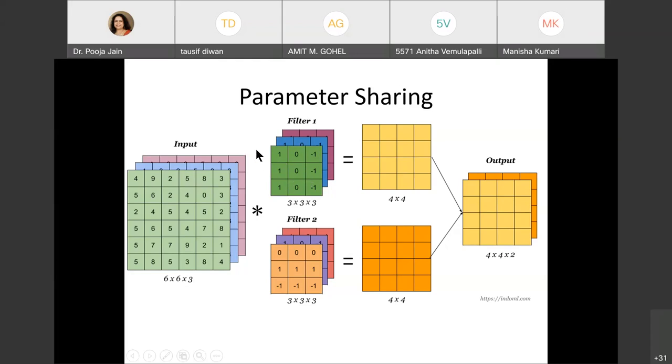On top of that, we add one bias. So 27 plus 1, then you compute this entry.